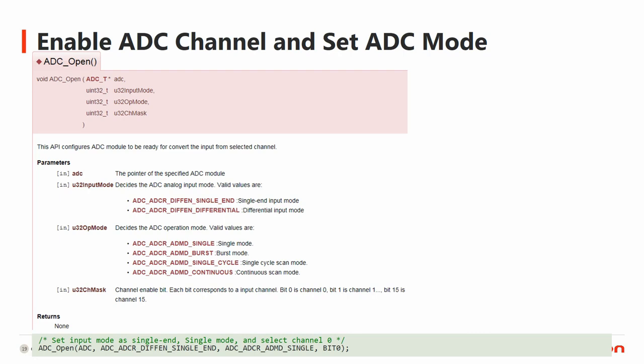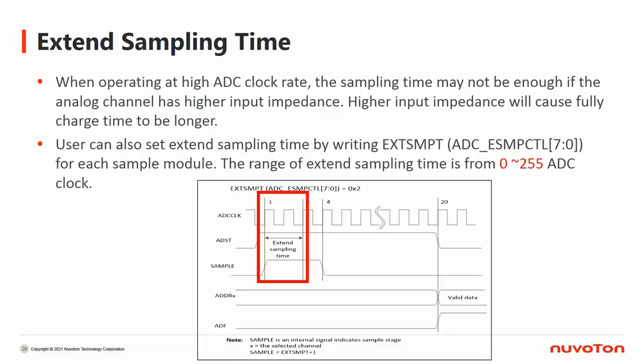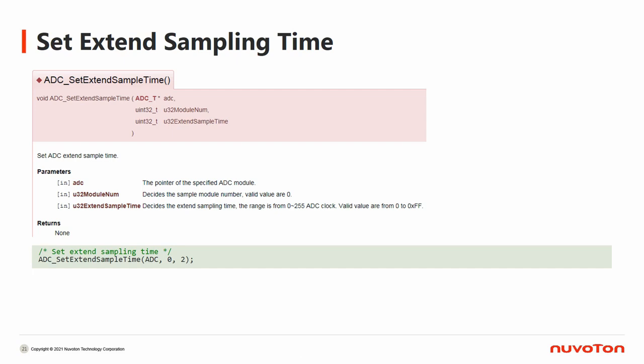We have mentioned before that we can extend the sampling time by setting the extend sampling time. With the extend sampling time, the channel will have more time to charge the capacitor. The maximum extend sampling time is 255 ADC clocks. Extend sampling time can be set by the function below, ADC set extend sample time. The module number means which ADC to be set. For example, 0 means to set ADC 0. In the example, it will set the extend sample time of ADC 0 to 2 ADC clock time.